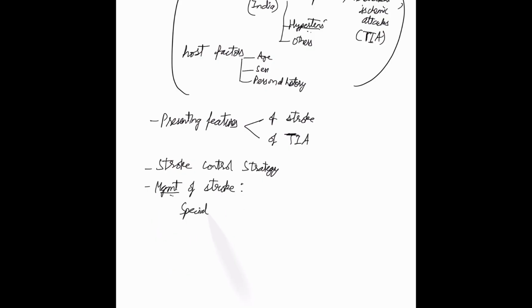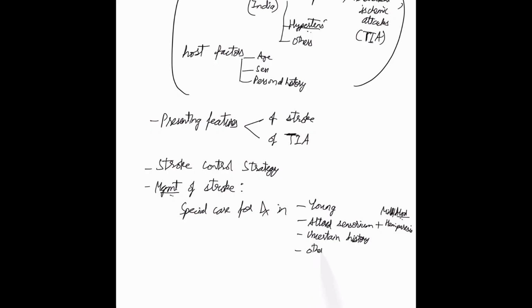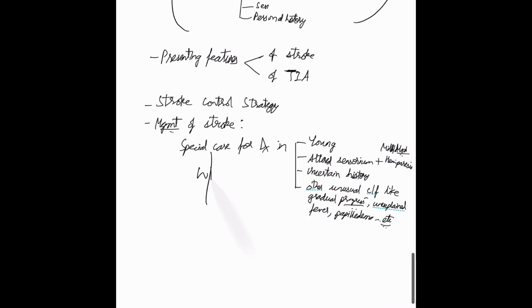So the presenting features of stroke and transient ischemic attack are important. And then there's a small note on stroke control strategy, and then we move on to the management of stroke. The management of stroke involves special care for diagnosis in these groups, that is, people who are young, people with altered sensorium and mild to moderate hemiparesis. And then we have uncertain history and other unusual clinical features like gradual progression, unexplained fever, papilledema, etc.